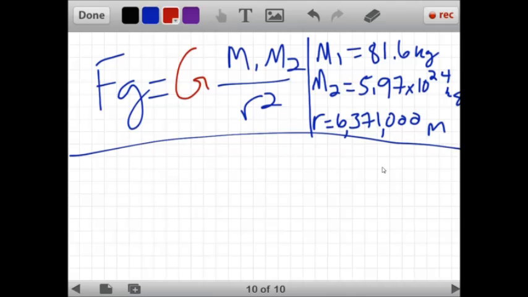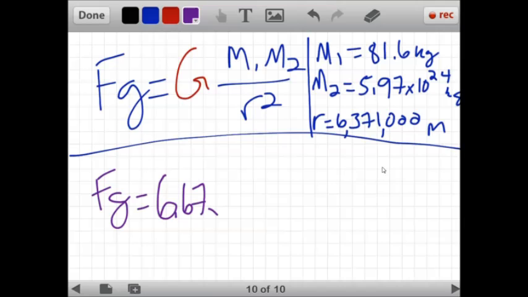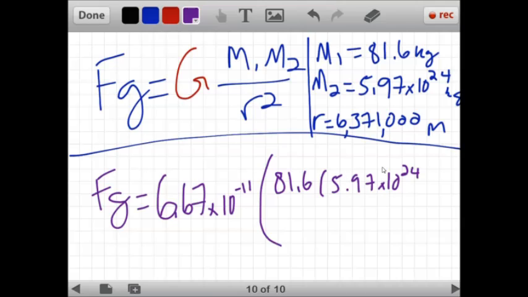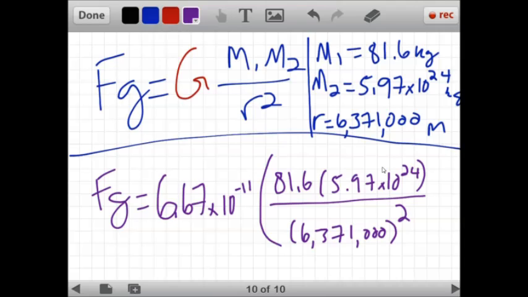So let's go ahead and solve for my weight on the surface of the Earth by using this equation. All we have to do is plug in the numbers. We don't need to rearrange. Fg is equal to, remember G, the thing in red, is 6.67 times 10 to the negative 11. Mass 1 is 81.6. Mass 2, mass of the Earth, 5.97 times 10 to the 24th. Divided by the radius, which is 6,371,000 meters. Don't forget to square that.